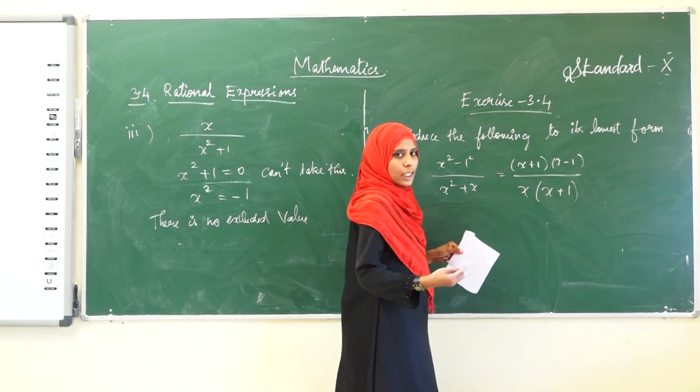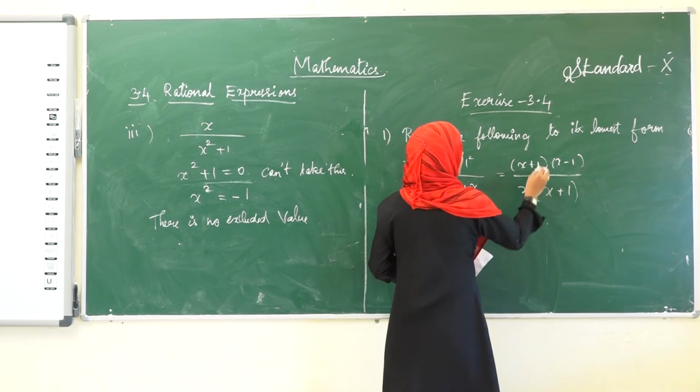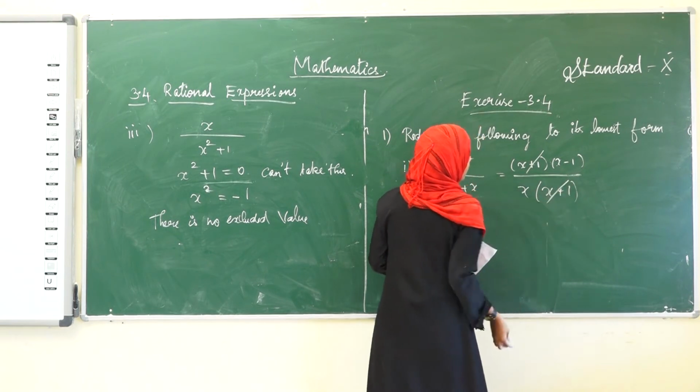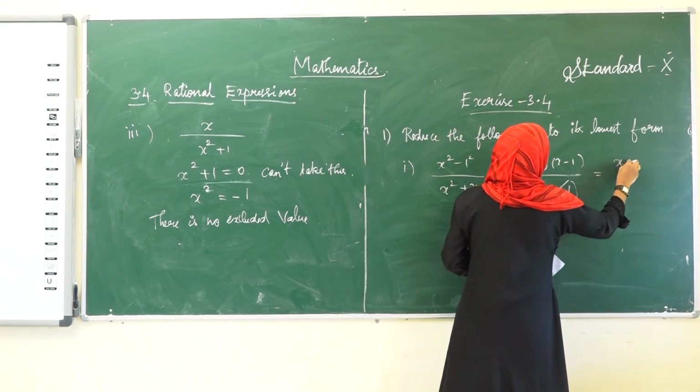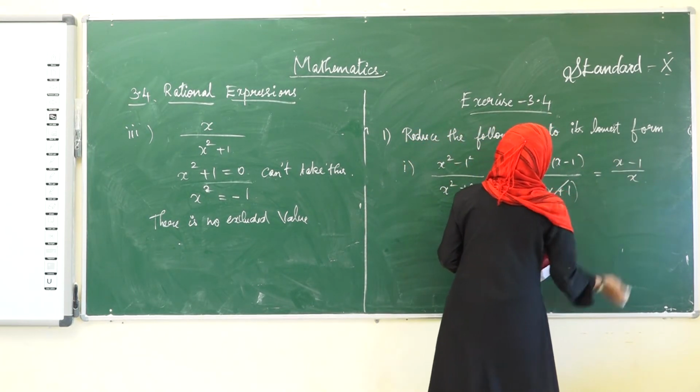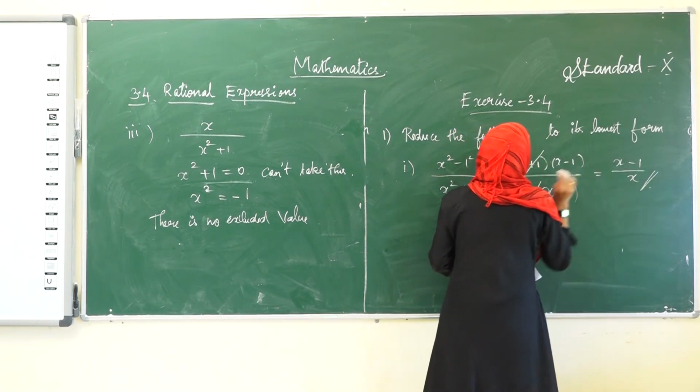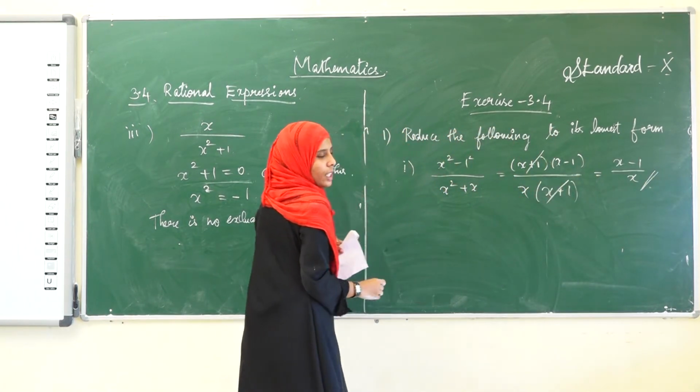Now, in the second step, what we are going to do? We are going to cancel the common terms. The common term is x plus 1. So, what's the answer? x minus 1 divided by x. This is the lowest form of the given rational expression.